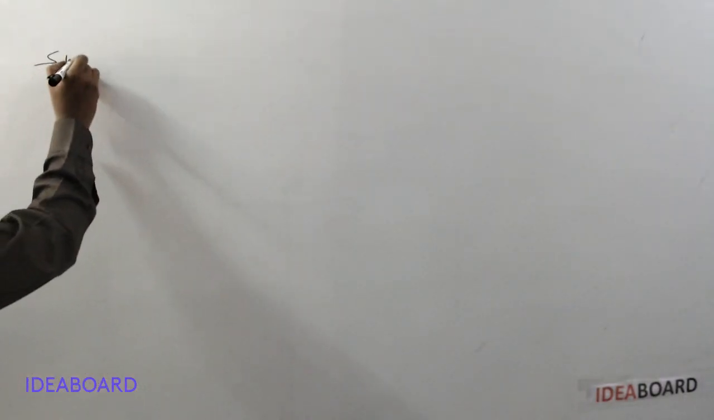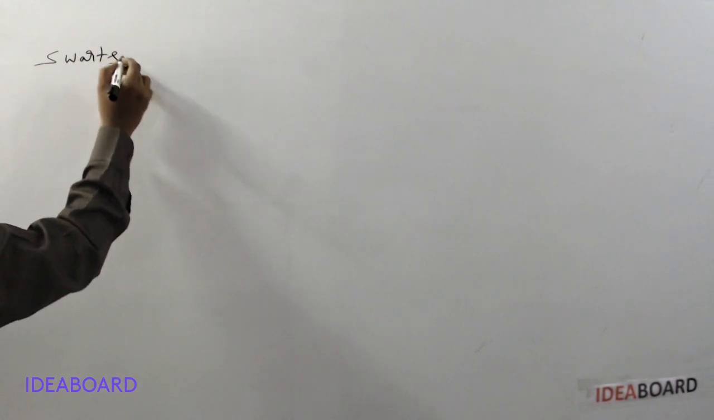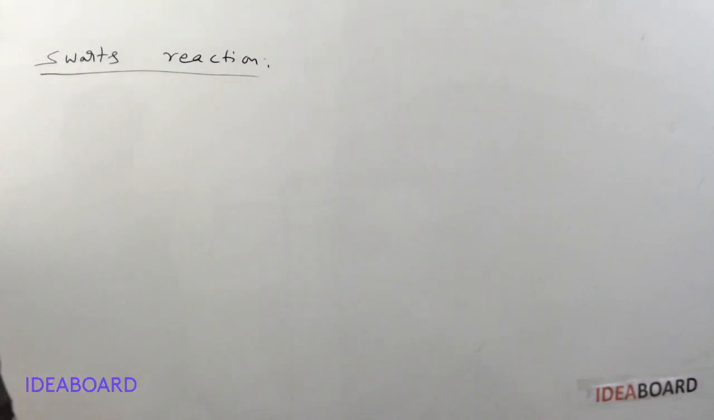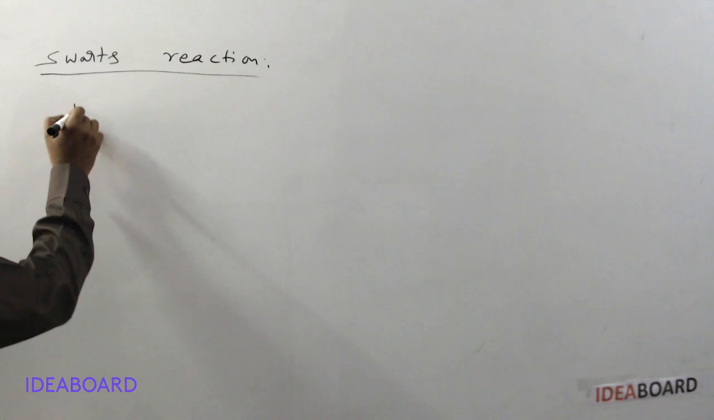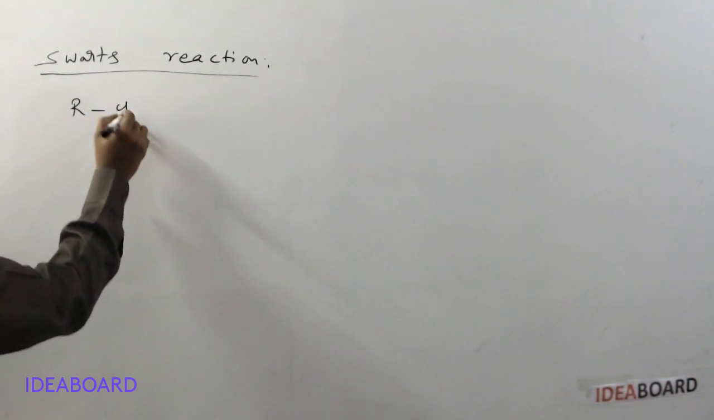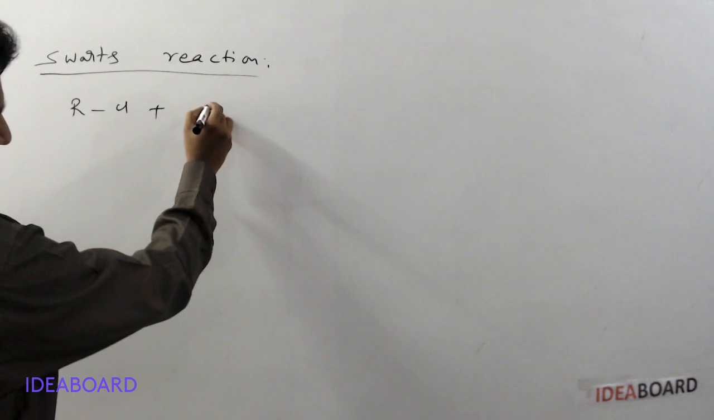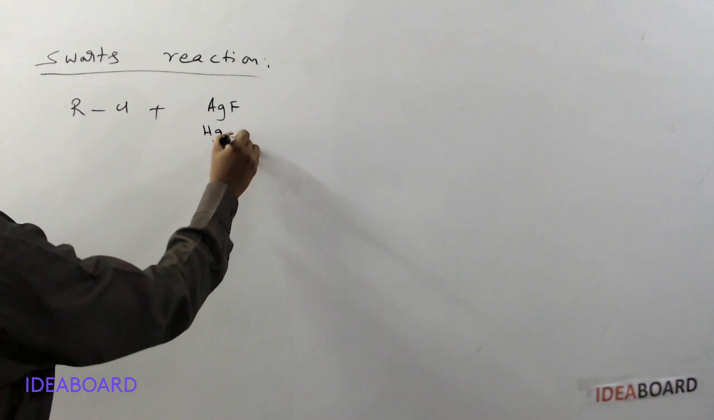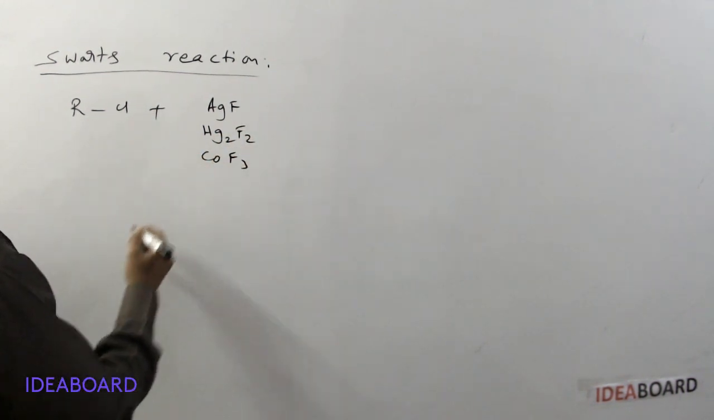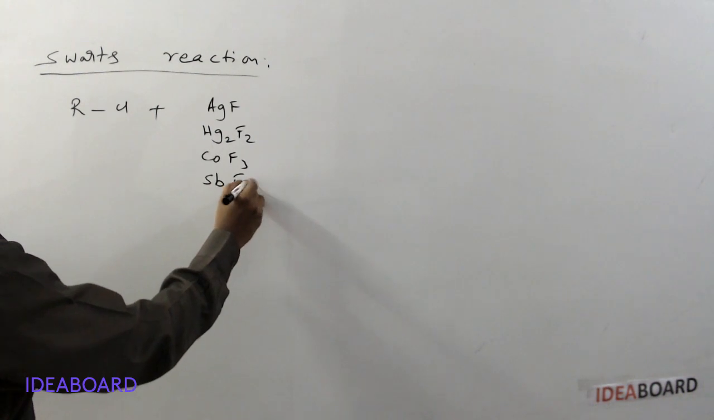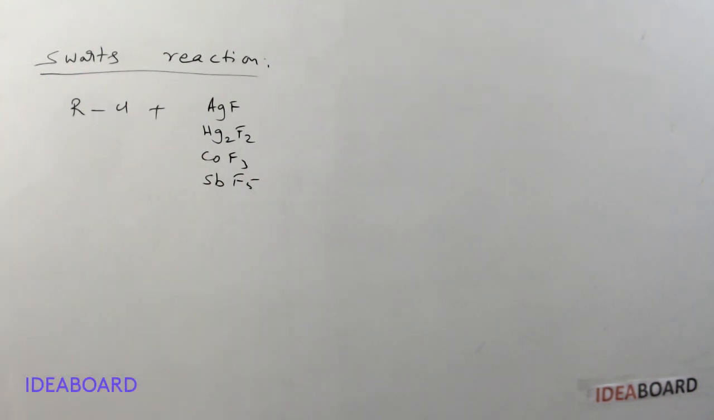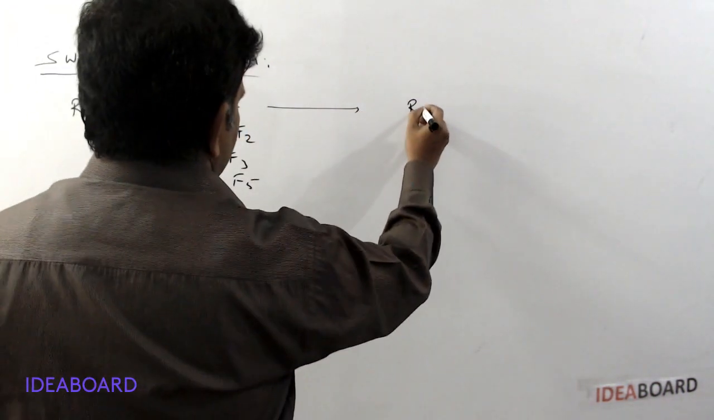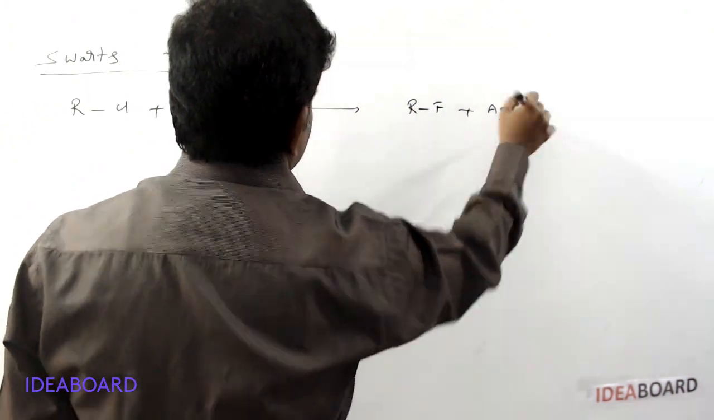The last one, that is the Swarts reaction. Here Swarts reaction means it is a special reaction for fluoroalkanes preparation. Here also, suppose if you are taking alkyl chlorides, it reacts with a Swarts reagent. Here Swarts reagent means AgF or Hg2F2 or CoF3, SbF5. This type of compounds we are taking, and RCl reacts with AgF to give RF plus AgCl.